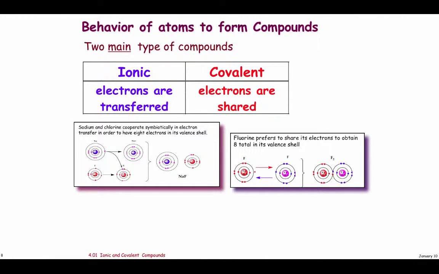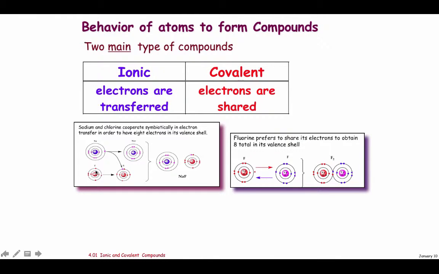Now let's take a look at an ionic compound. In this particular case, we'll have sodium and fluorine combining. Now we know that sodium has a total of 11 electrons. There's 2 here and 2 here, and there's 1 electron in its valence shell. By giving up that 1 electron, it will now have a full octet because the inner shell now becomes the valence shell, and there will be 8.